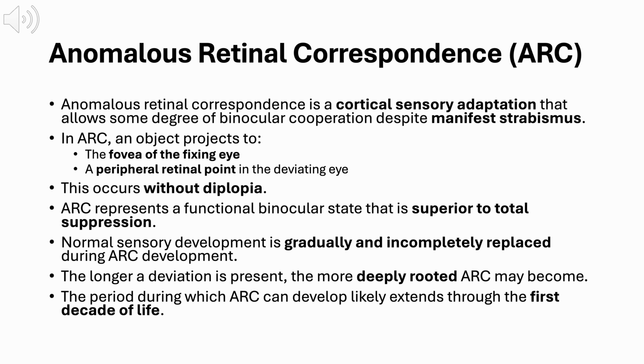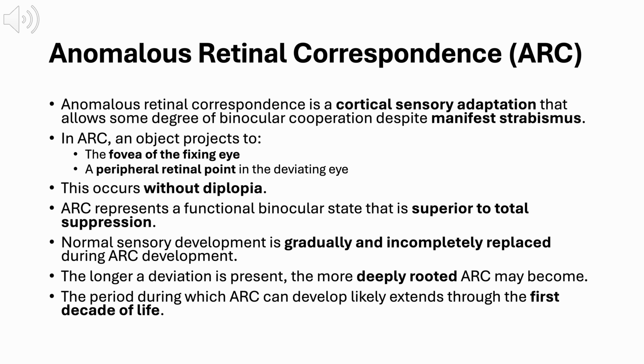This slide introduces anomalous retinal correspondence, or ARC, which is another way the developing brain adapts to strabismus. ARC is a cortical sensory adaptation that allows some level of binocular cooperation even when the eyes are visibly misaligned. Instead of suppressing one eye completely, the brain rewires which retinal points are treated as matching.